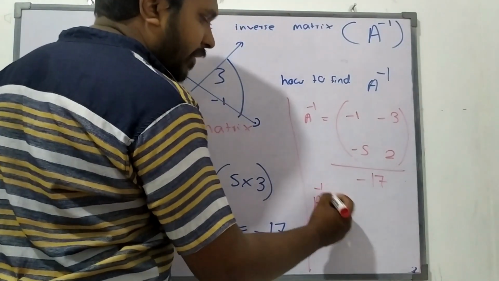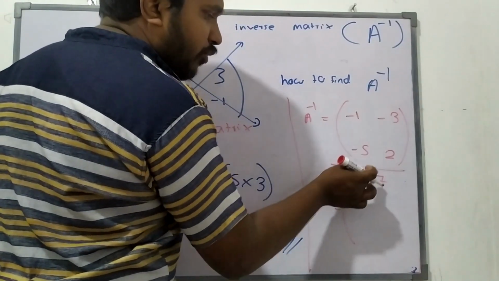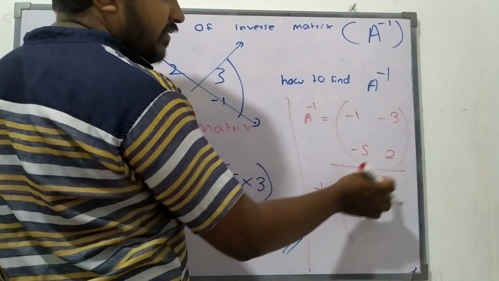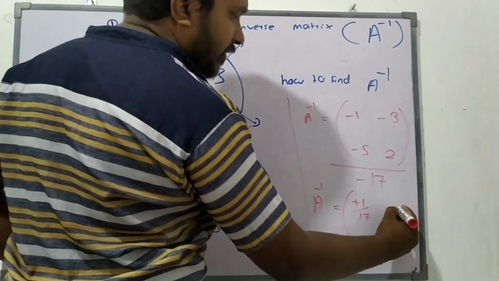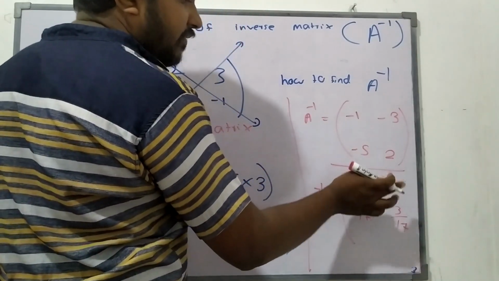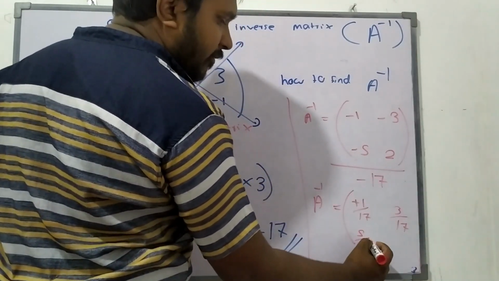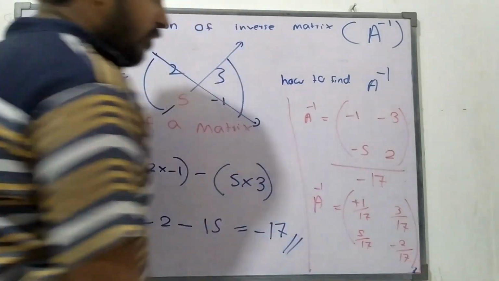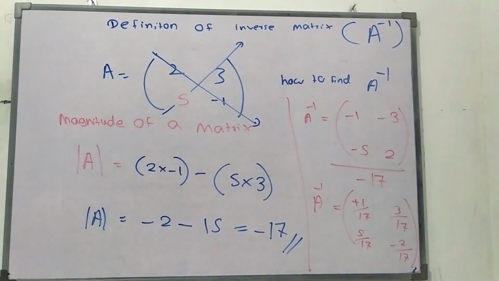Then A inverse will be minus 1 into minus 1 over 70, it's plus 1 over 70. Minus 3 into minus 1 over 70, it's plus 3 over 70. Minus 5 into minus 1 over 70, 5 over 70. 2 over 70, minus 2 over 70. Okay, so this is the A inverse of the matrix.